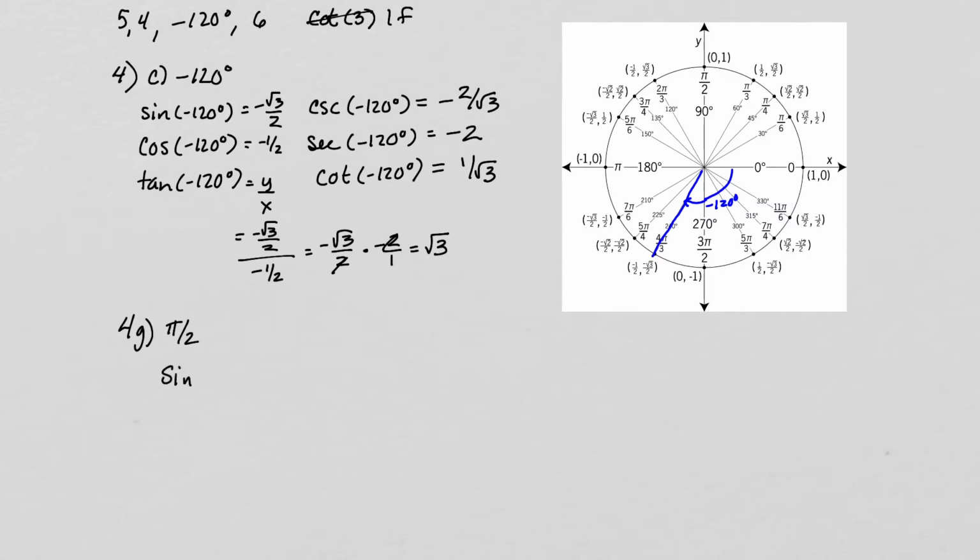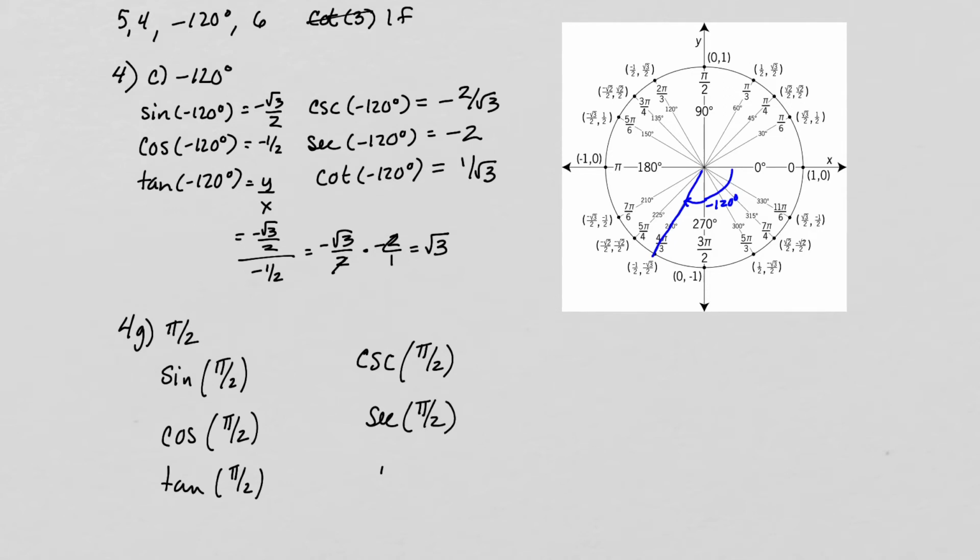So again, we're looking for the sine of pi over 2, the cosine of pi over 2, the tangent of pi over 2. I'm going to try to give myself a little bit more room this time. The cosecant of pi over 2, the secant of pi over 2, and the cotangent of pi over 2. Okay, so here's pi over 2, right? So the sine is the y value, so the sine's going to be 1, the cosine's going to be 0. Tangent is y over x, right? So the y is 1 and the x is 0. Now, can I do 1 divided by 0?